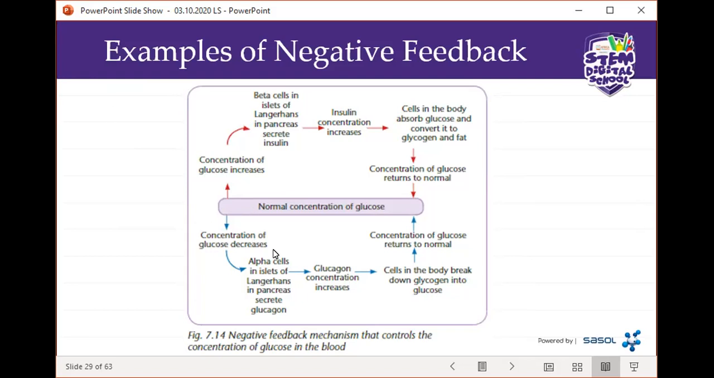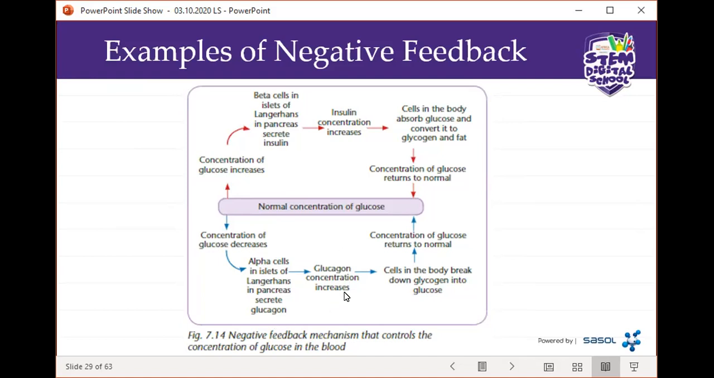When the concentration of glucose decreases, the alpha cells in the islets of Langerhans in the pancreas secrete the hormone glucagon. Don't confuse glucagon with glycogen, two different things. The hormones we are dealing with here are glucagon as well as insulin. Glycogen is not a hormone.